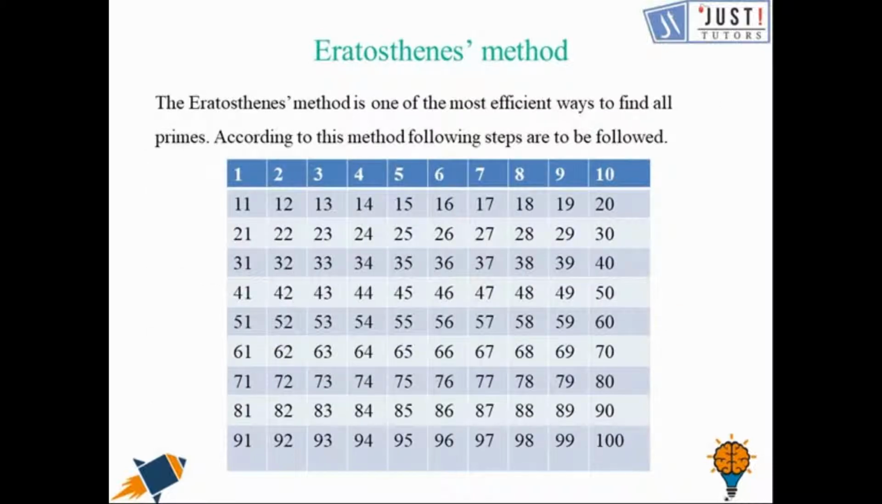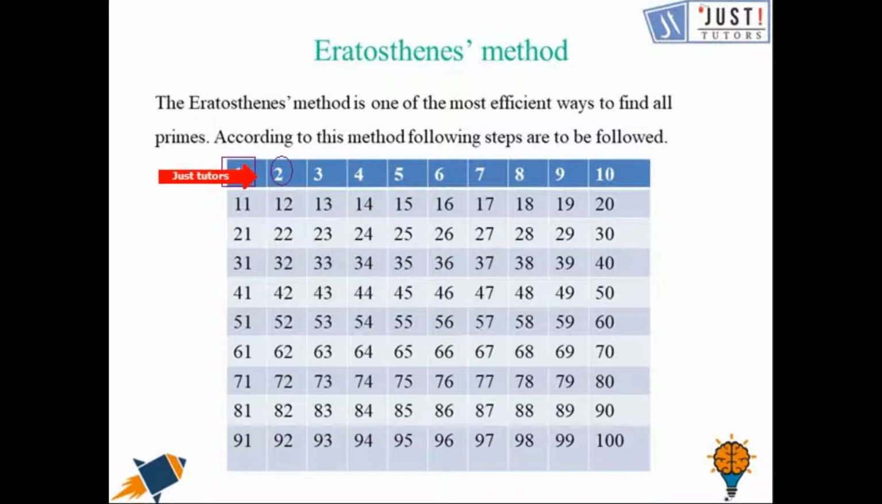Now let's move towards the next slide, and let's learn about Eratosthenes' method of finding different prime numbers. We'll be following some steps to work out different prime numbers. The first step is to put a square around the number 1, which is not a prime number. If I look at the next number, which is 2, that's a prime number, and I'll put a circle around that number.